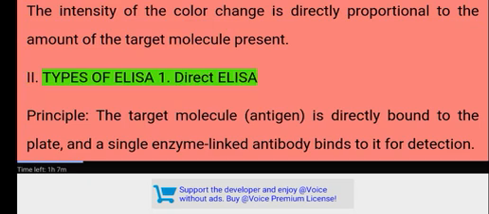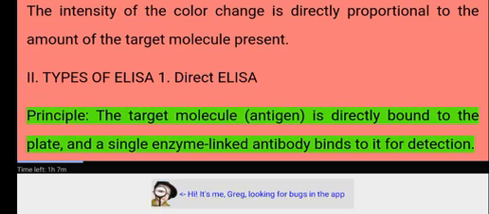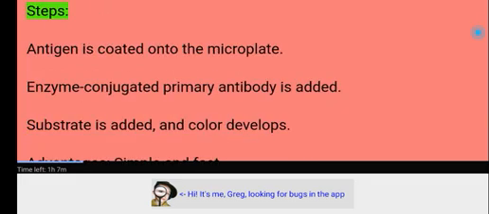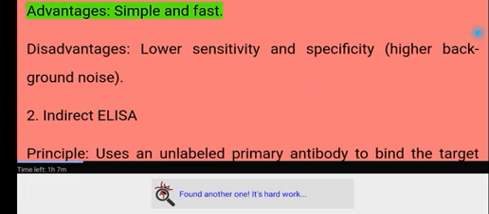2. Types of ELISA. 1. Direct ELISA. Principle: the target molecule, antigen, is directly bound to the plate, and a single enzyme-linked antibody binds to it for detection. Steps: antigen is coated onto the microplate. Enzyme-conjugated primary antibody is added. Substrate is added, and color develops. Advantages: simple and fast.